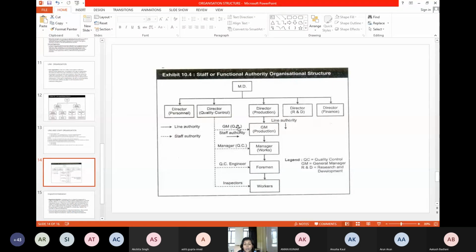So here, if it is a quality control GM, he would definitely expect that his production department and production manager also follow all the quality control norms. And if it is not up to the quality, they can definitely take action. So definitely you will find here this GM quality control also has authority. So this is how the line and staff organization structure can also be the best structure for some types of organizations. Are you following, students?